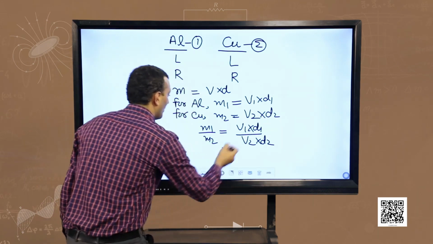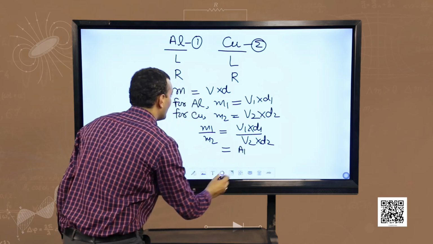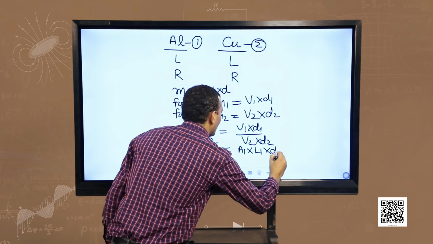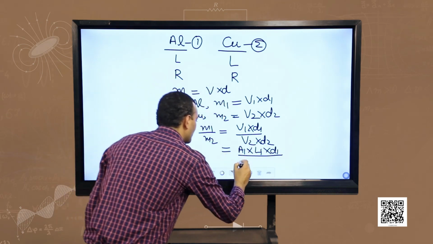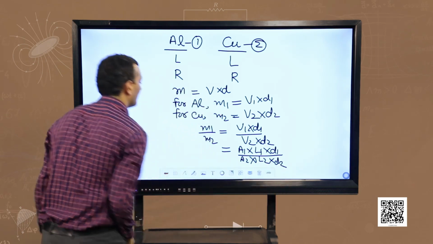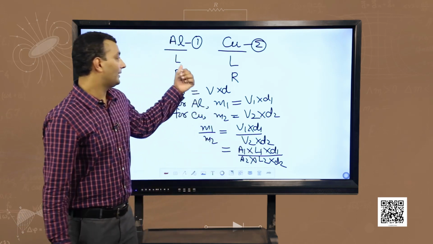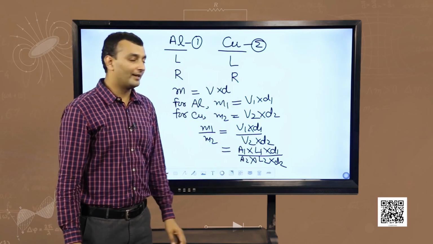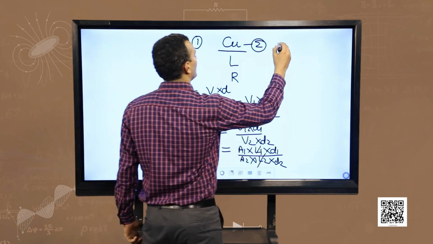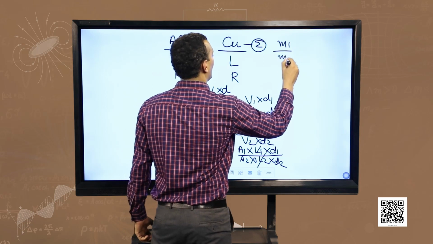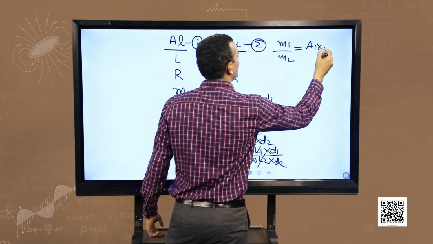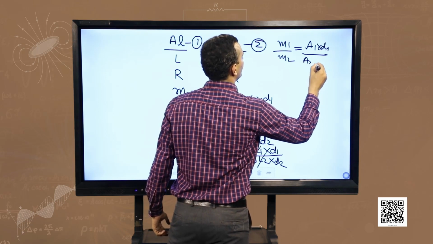Alright, we know that volume equals area multiplied by length. So using that in both the equations, since both the lengths were the same, so these L1 and L2 are going to be cancelled out and we are left with M1 upon M2 equals A1 D1 upon A2 D2.